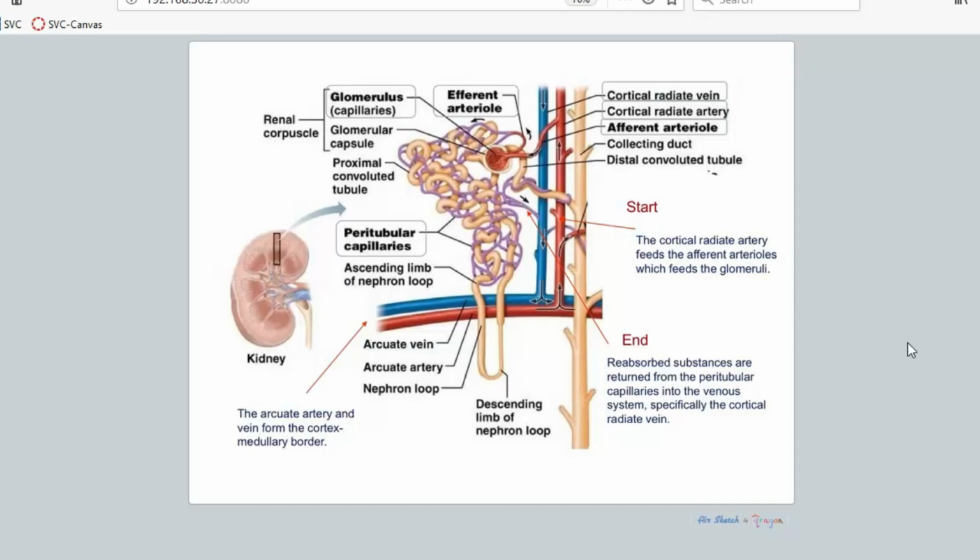Now let's take a look at the nephron. So here we have the renal corpuscle, the glomerulus and the glomerular capsule. And then this next part is all the proximal convoluted tubule.